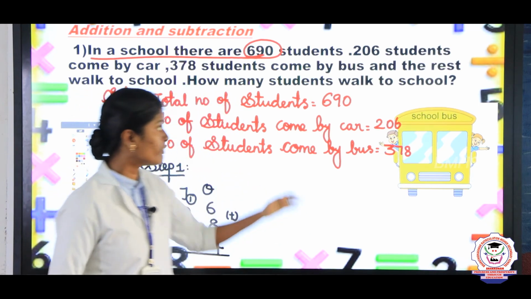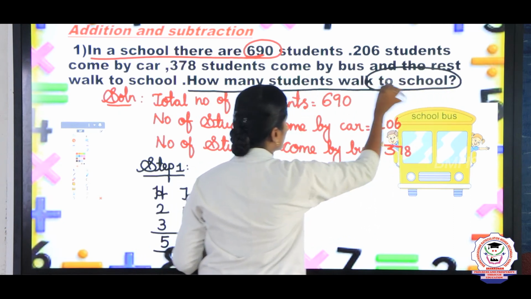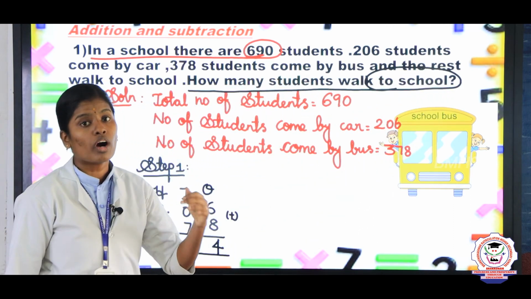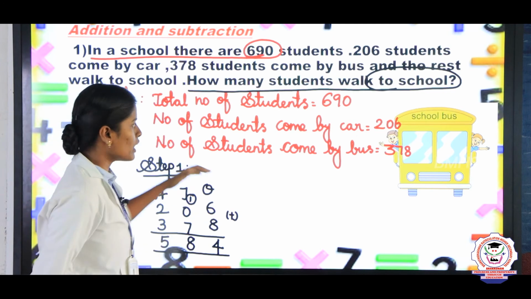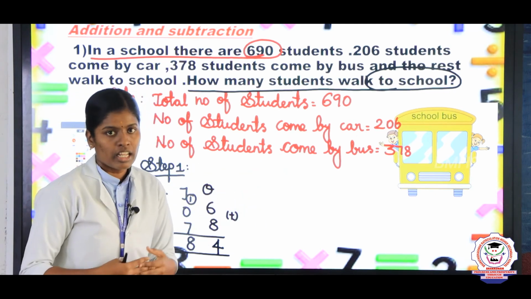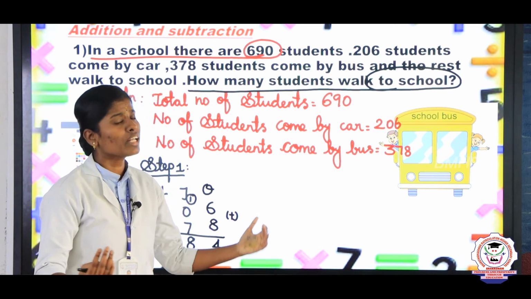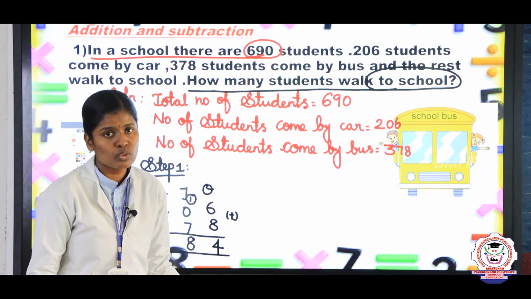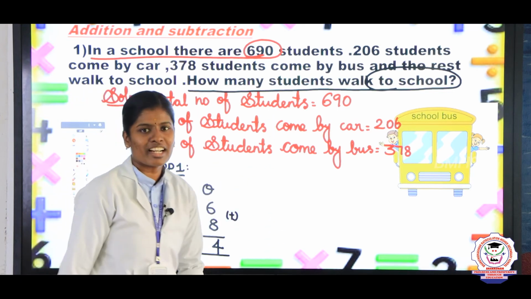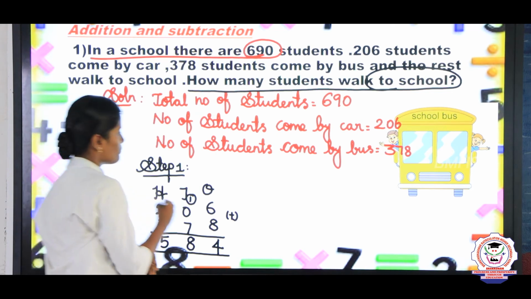Now we are going to find how many students walk to school. How many students walk to school? So we added these two numbers, right? Car and then bus. Next we are going to write the total number of students. Totally how many students are there in the school? Yes, 690 students. So write step 2.